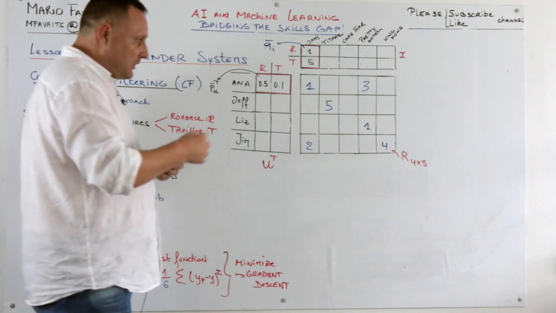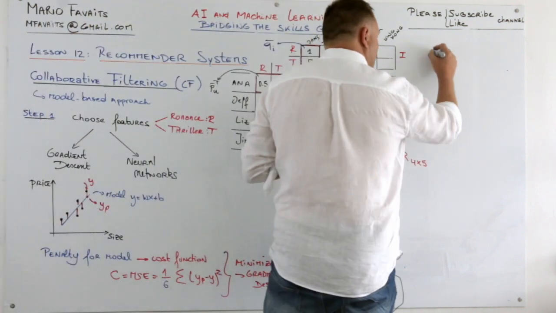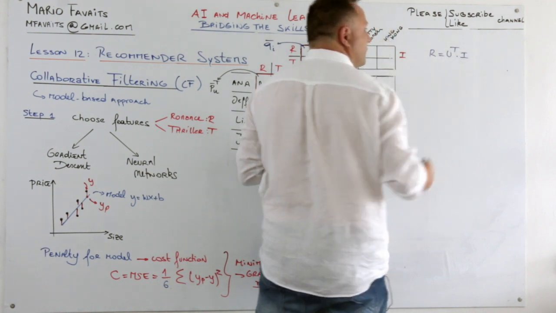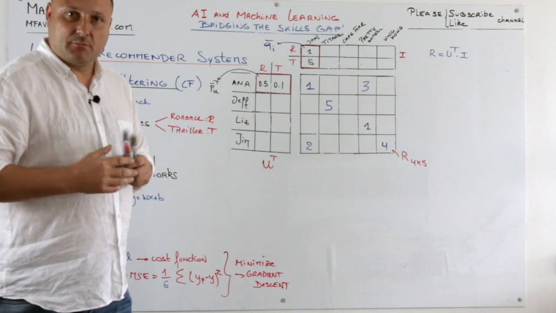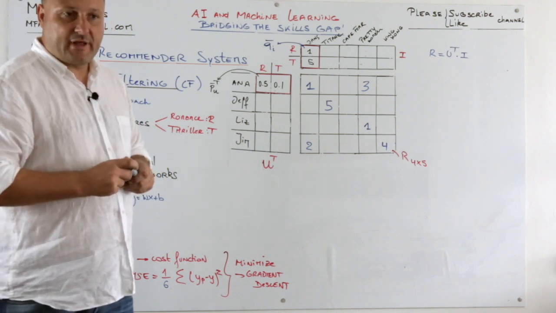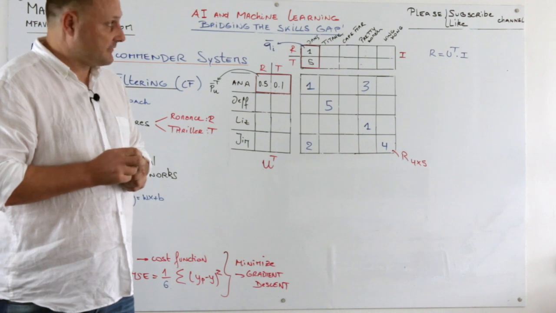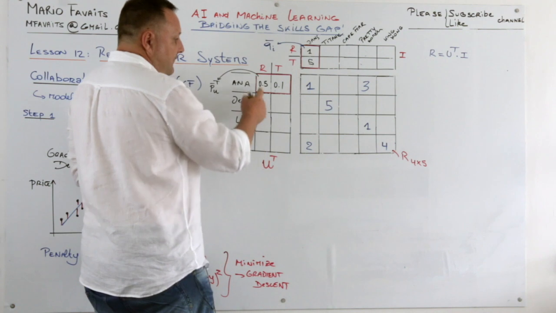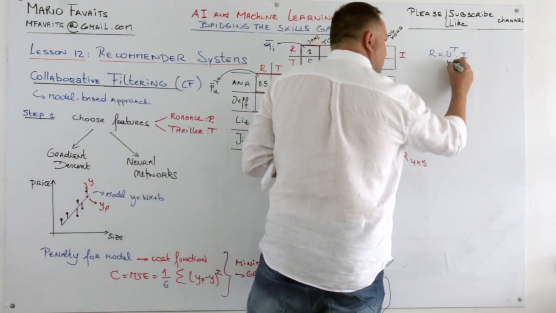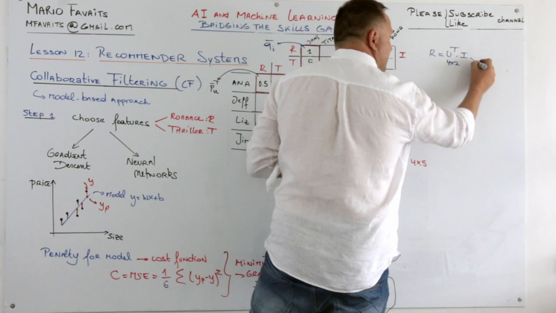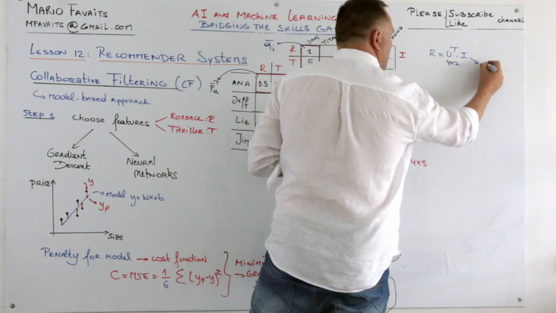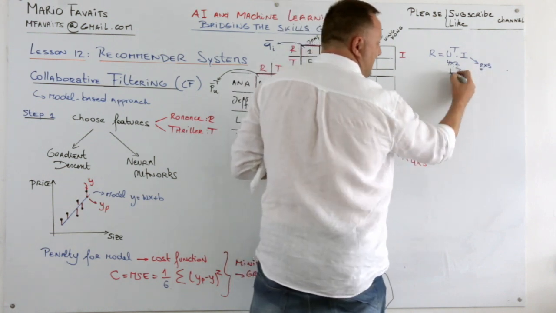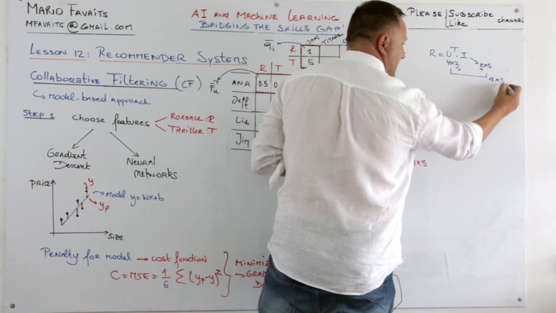So let me remind you what the goal is here. We have a matrix R, and we want to write it as a product of 2 simpler matrices, and we want to reduce the number of calculations by choosing these features. So U is a matrix of 4 rows, 2 columns, and I is a matrix of 2 rows, 5 columns. So this is okay. R is a 4 by 5. So we're good.